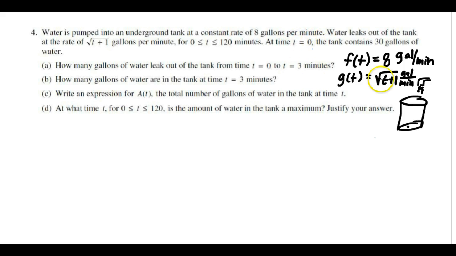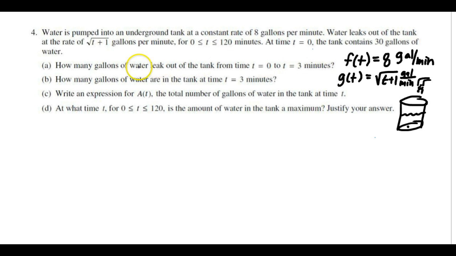And at the very beginning, there was already 30 gallons in the tank. So let's say it already had some water inside of it. So now hopefully we have a good understanding of what's going on. So now let's try to answer the question. Let's start with part A. How many gallons of water leak out of the tank from time t equals 0 to t equals 3 minutes?